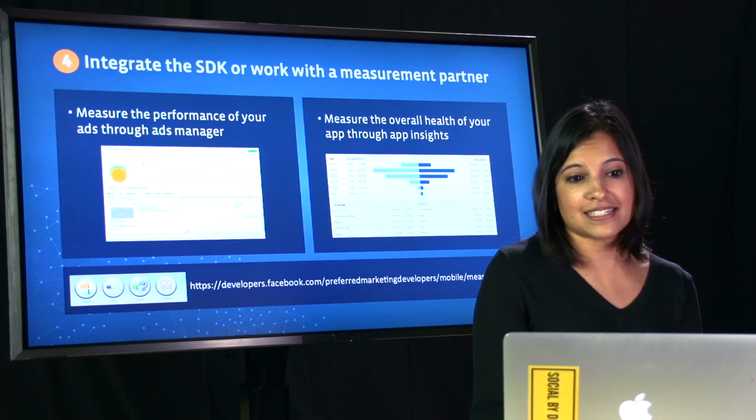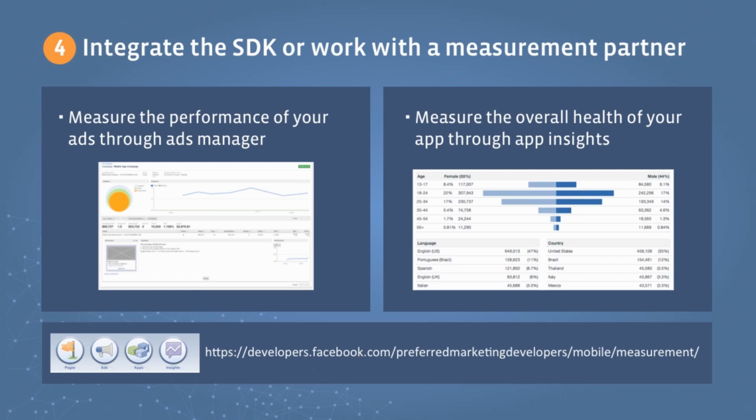Fourth and last best practice is integrate the SDK or work with a measurement partner. This way you'll get access to measurements such as installs. One benefit of this is that it'll help you understand how your ads are performing. You can track and measure CPI for your ads in Ads Manager. Another benefit is that you'll be able to measure the overall health of your apps. You'll be able to understand total app installs within our App Insights dashboard, and this is broken down by demographic, which can help you better understand who's using your app and who you want to target.